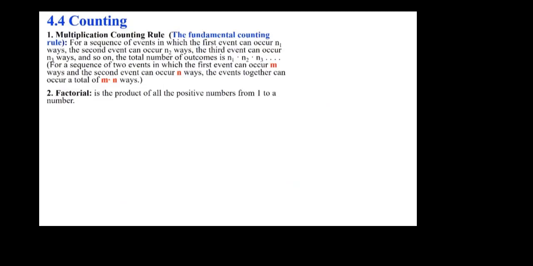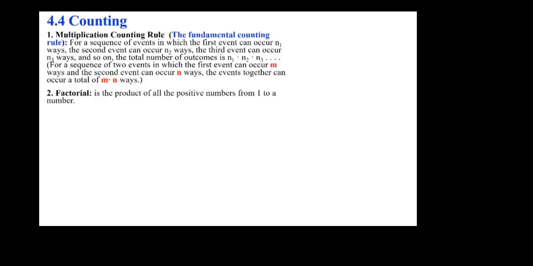Multiplication counting rule, the fundamental counting rule. For a sequence of events in which the first event can occur n1 ways, the second event can occur n2 ways, the third event can occur n3 ways, and so on. The total number of outcomes is n1 times n2 times n3, etc. For a sequence of 2 events in which the first event can occur m ways and the second event can occur n ways, the events together can occur a total of m times n ways.